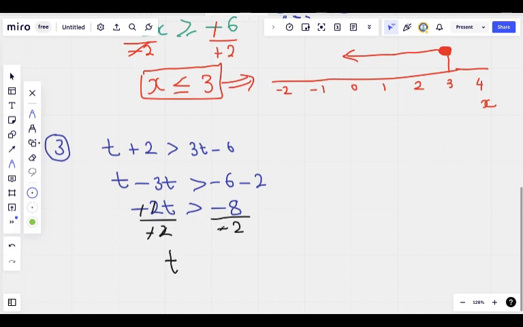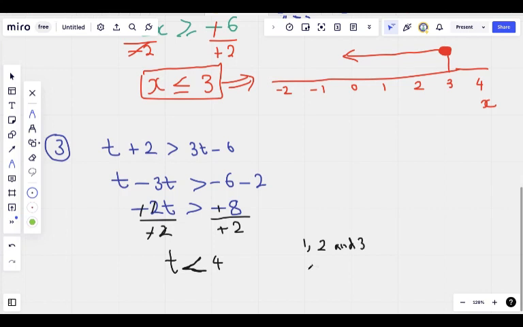And then we say anytime you divide by a negative, this greater than will change to less than. We swap. This symbol of inequality will change. So t is less than, minus divided by minus becomes plus, and 8 divided by 2 we get 4. So we get t is less than 4. So the positive integers are 1, 2, and 3 only, because 4 is not part of it.